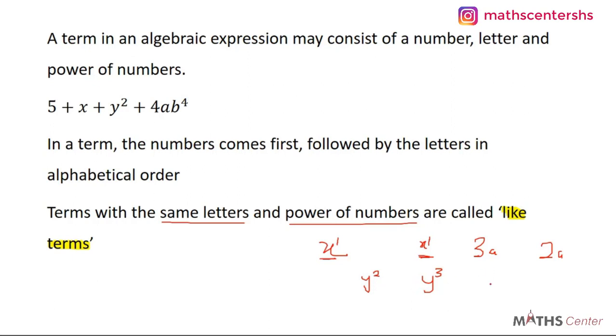In the same way, if we have s raised to the power 3 and b raised to the power 3, even though they have the same powers of numbers, the letters are not the same. The letter here is S, the letter here is B. So S raised to the power 3 and B raised to the power 3 are not like terms.